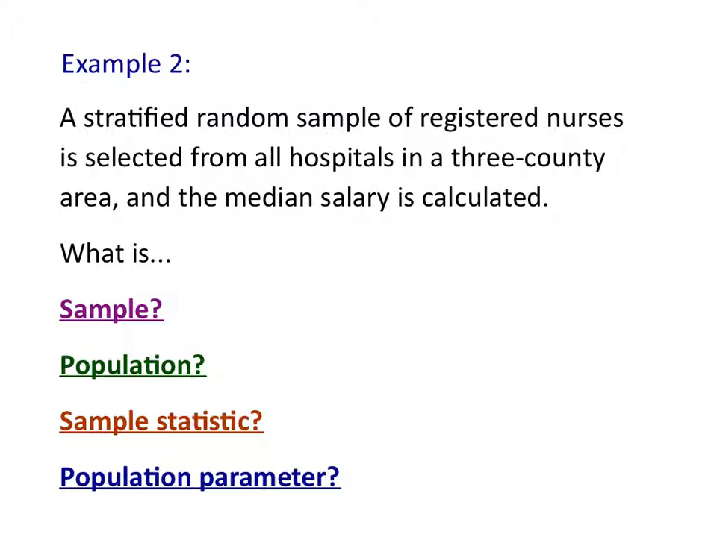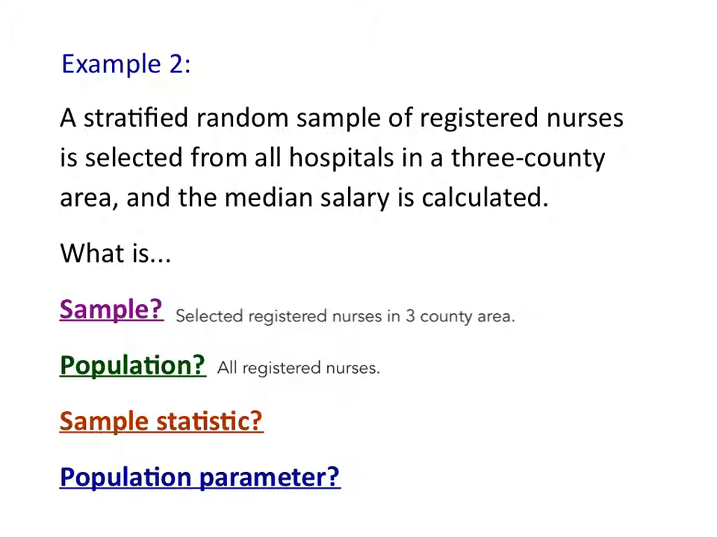All right, let's take a look at another example. Example 2. A stratified random sample of registered nurses is selected from all hospitals in a 3-county area, and the median salary is calculated. What is the sample, population, sample statistic, and population parameter? The sample that is being chosen here are the selected registered nurses in the 3-county area. The population from which they chose the sample was all registered nurses.